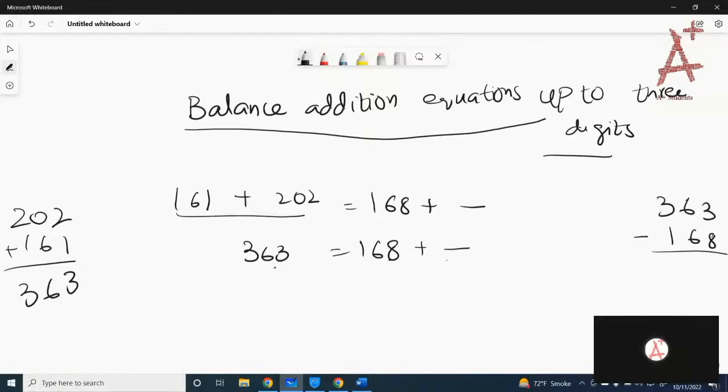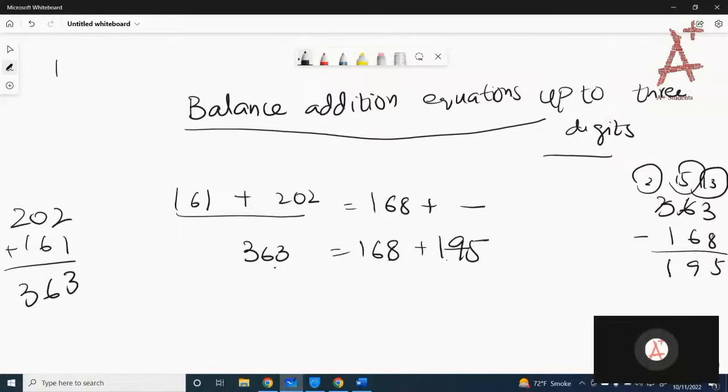Just subtract them. So we cannot subtract 3 out of 8. We have to borrow 1. It would be then 13. So 13 subtract 8 is 5. We cannot subtract 5 out of 6. So we have to borrow 1. So it would be 15. 15 subtract 6 is 9. And 2 subtract 1 is 1. That means the missing number is 195.